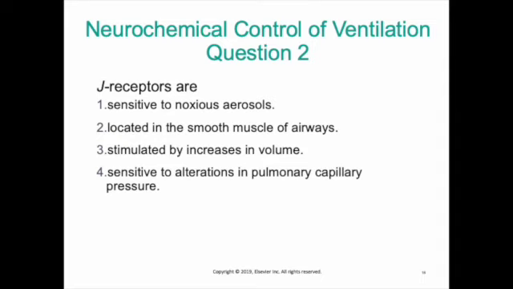Now let's test our knowledge on the neurochemical control of ventilation. Remembering that J receptors are: A, sensitive to noxious aerosols; located in smooth muscles of the airways; stimulated by an increase in volume; or sensitive to alterations in pulmonary capillary pressure. J receptors are indeed sensitive to increased pulmonary capillary pressure. It's going to stimulate them to initiate rapid, shallow breathing, laryngeal constriction on expiration, mucus secretion, hypotension, and bradycardia.